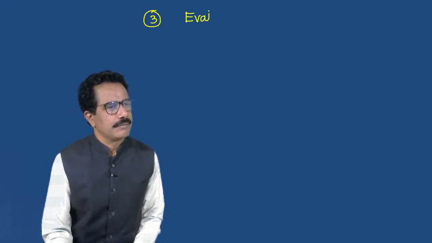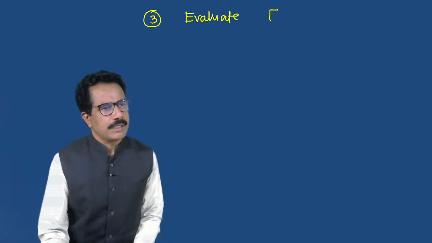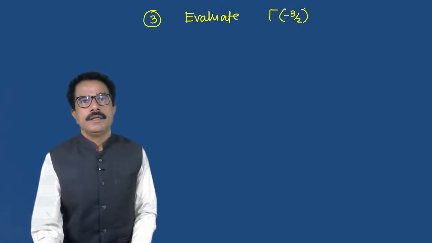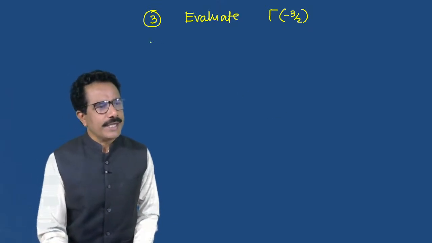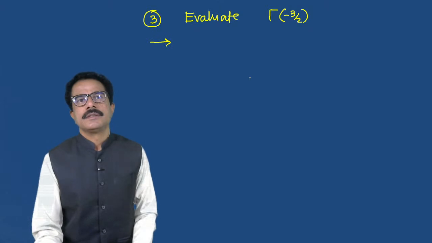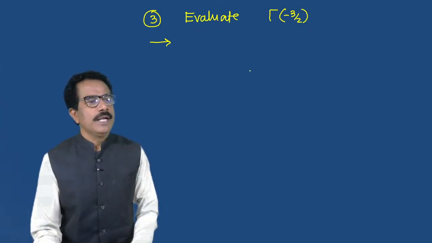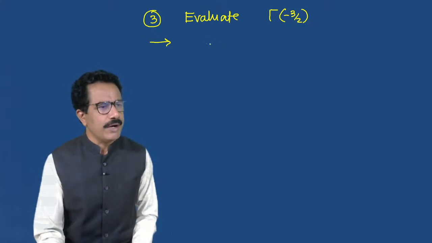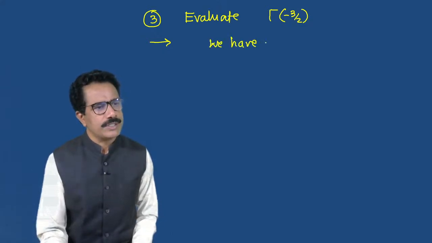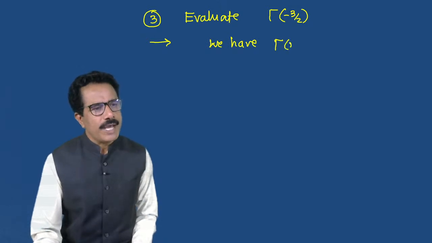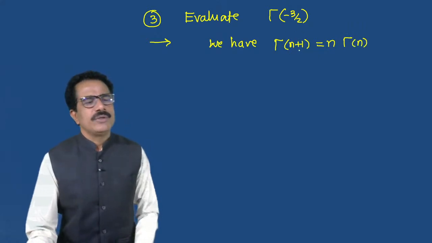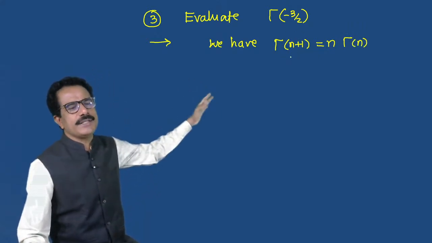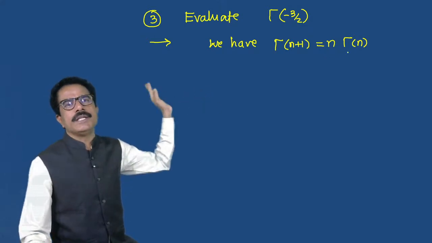Evaluate gamma minus 3 by 2. How can we write the gamma of minus 3 by 2? Again we can find this value by using gamma 1 by 2. What is that formula? Gamma of n plus 1 is equal to n into gamma n. You can alternatively use the formula gamma n is equal to n minus 1 into gamma n minus 1.